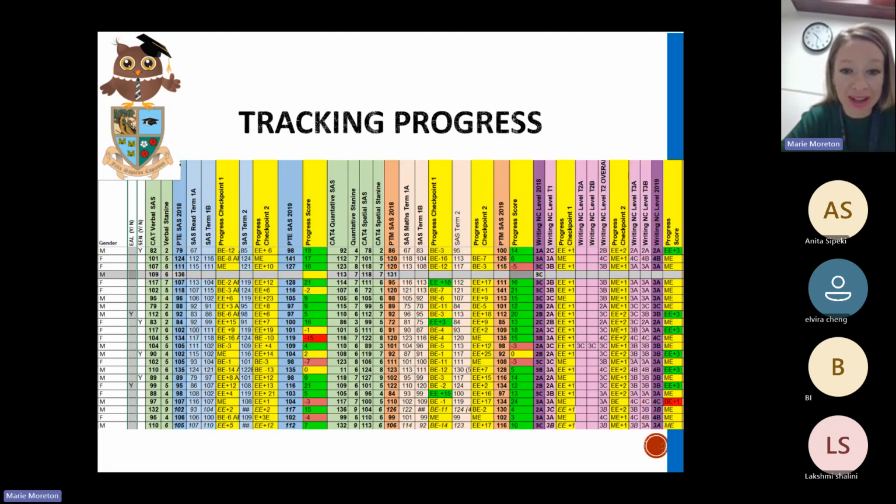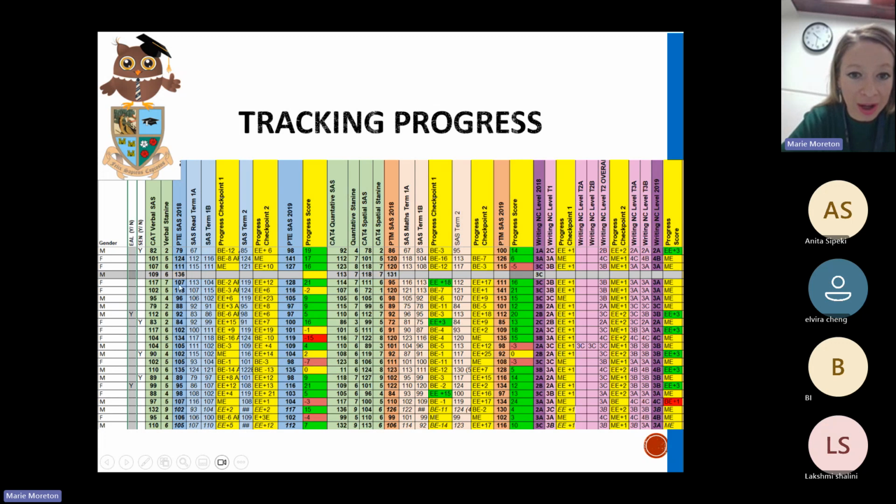And we track this as well. This is our tracking sheets. They look like this. So the CAT4 is here in green, and here in green. And what we do is we compare that to the PTE, which is the Progress Test in English, the reading test, and the PTM.